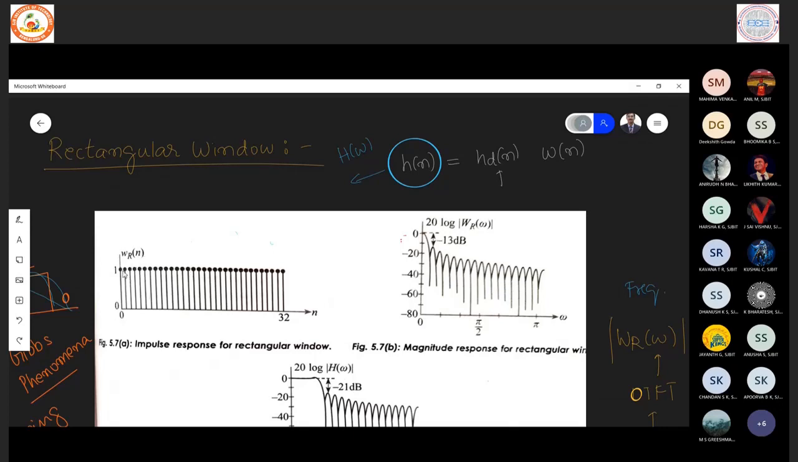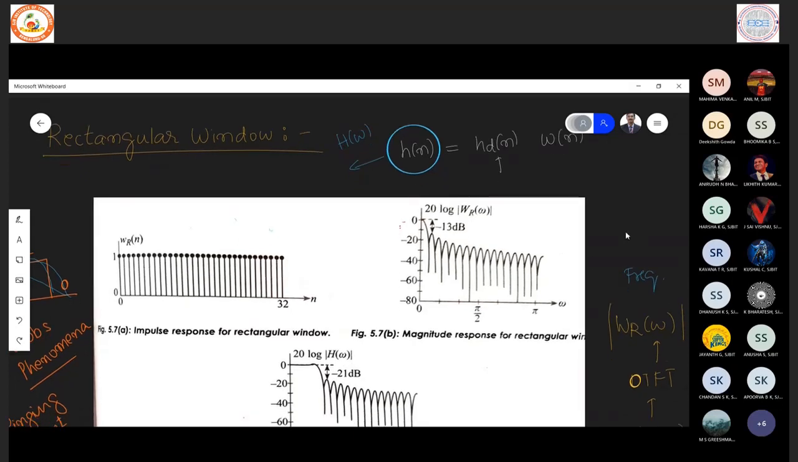So the impulse response of the rectangular window will look something like this. It is taken for N points. Here, just for illustration, the number is 32. It can be any length. Whatever choice you want, that many points you have to take. The impulse response is very simple. The values are continuously ones between 0 to N minus 1, and after that the value is 0. So this is how the rectangular window is designed.